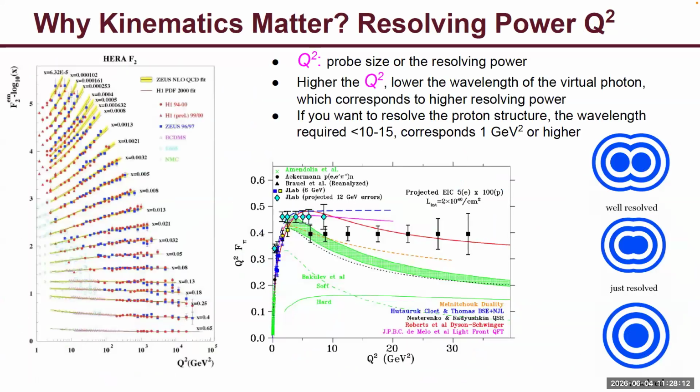Then Q squared is also very important, as it is our resolving power. As we know, the higher the resolving power, the shorter the wavelengths that we need. So here I give you two examples. This is the F2 structure function as a function of Q squared. As you can see, this is not all a plateau. There is a structure to it, depending on which Bjorken x you are at.